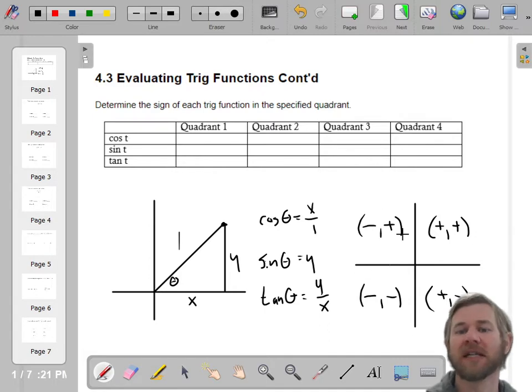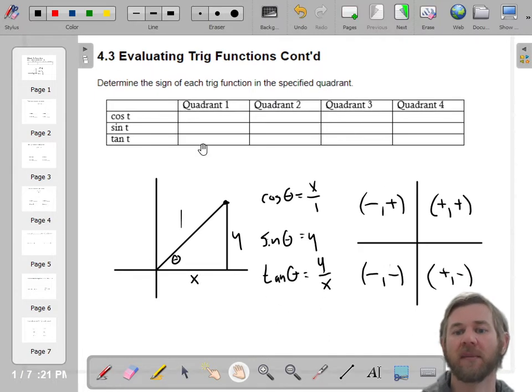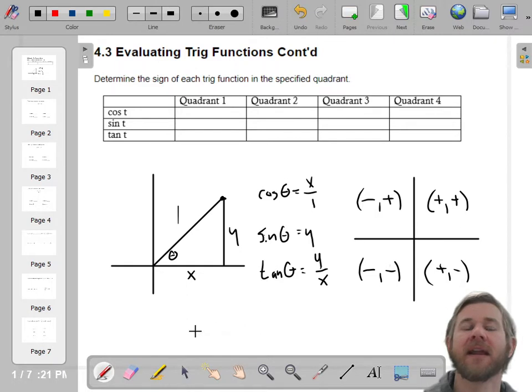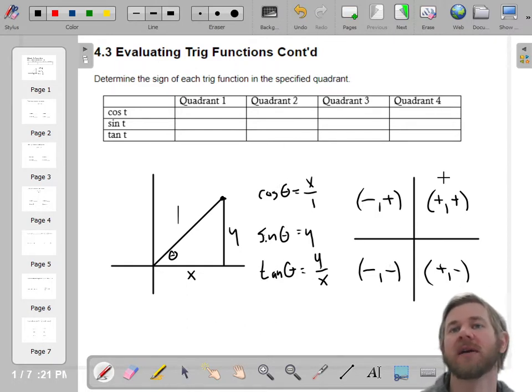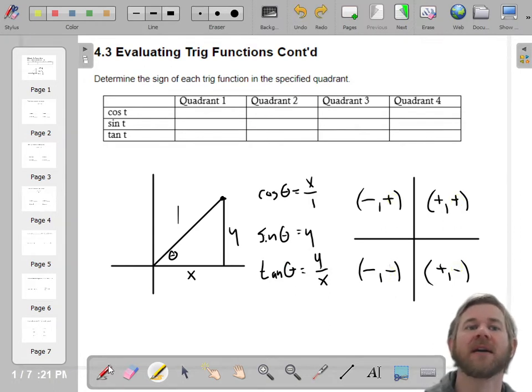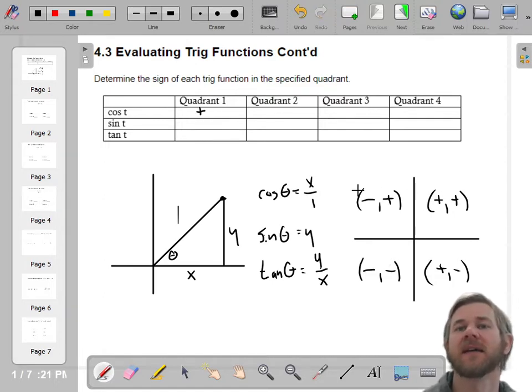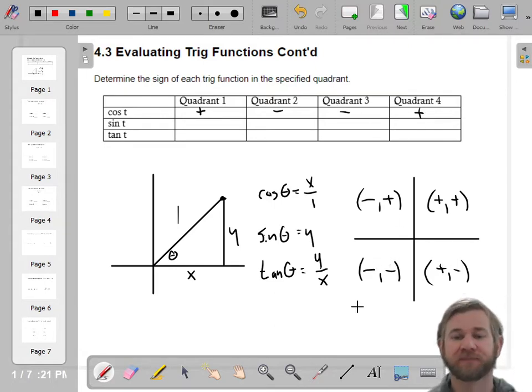So this is all I'm really asking you to do up here, as long as you understand that every time I talk about cosine, I'm talking about x. So these are the answers for cosine. Every time I ask you about sine, I'm asking you about these guys, the y-coordinates. So when I say is cosine positive or negative in the first quadrant, x is positive. In the second quadrant, x is negative. In the third quadrant, x is negative. And in the fourth quadrant, x is positive.